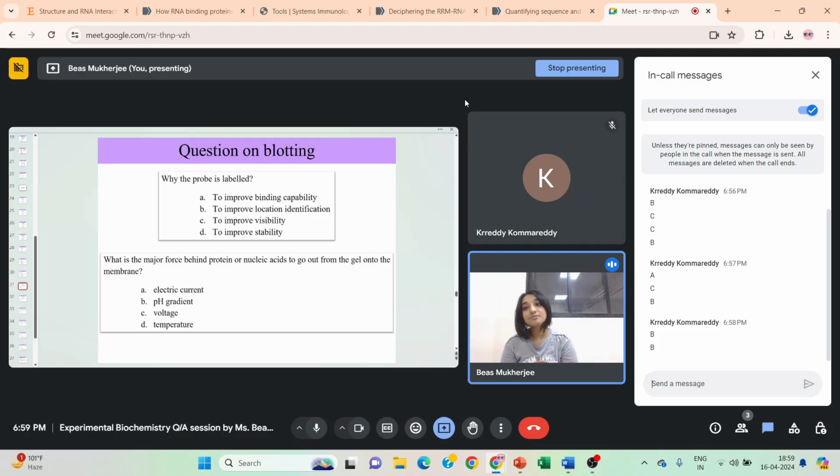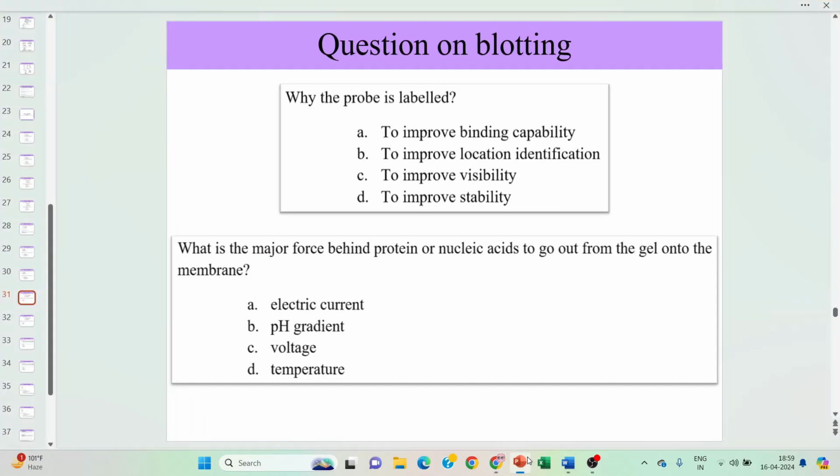Okay. So what is the major force behind protein or nucleic acids to go out from gel onto the membrane? Because of what are these protein molecules or nucleic acids traveling from gel to the membrane? A is electric current. Yes, yes. Let's look at the answers. Very good. So yes, it is electric current, and if it is an MCQ, it can also be voltage, but I think an appropriate answer should be electric current and voltage both.